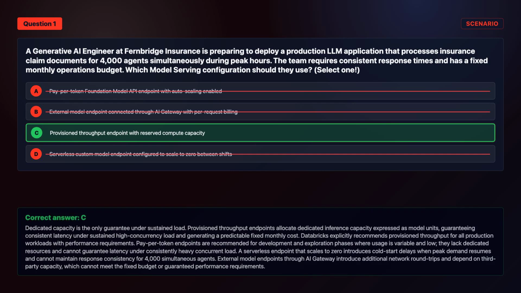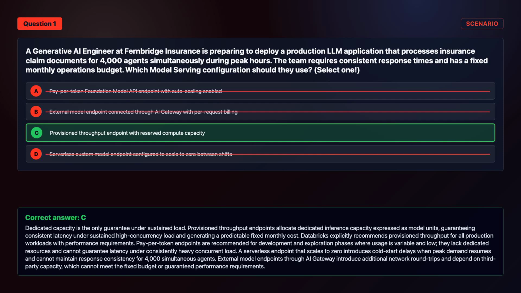The correct answer is option C. Dedicated capacity is the only guarantee under sustained load. Provisioned throughput endpoints allocate dedicated inference capacity expressed as model units, guaranteeing consistent latency under sustained high concurrency load and generating a predictable fixed monthly cost. Databricks explicitly recommends provisioned throughput for all production workloads with performance requirements.